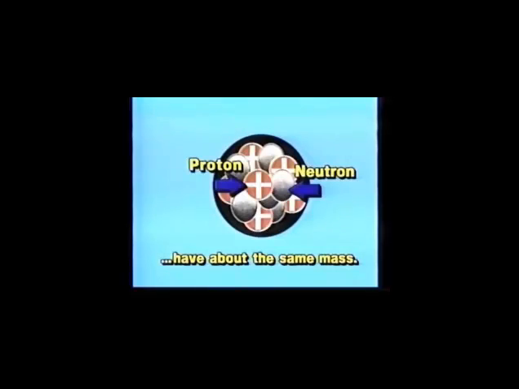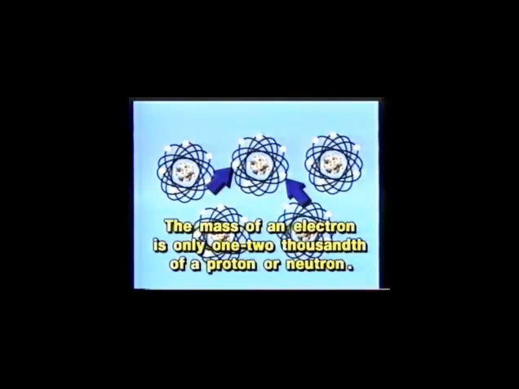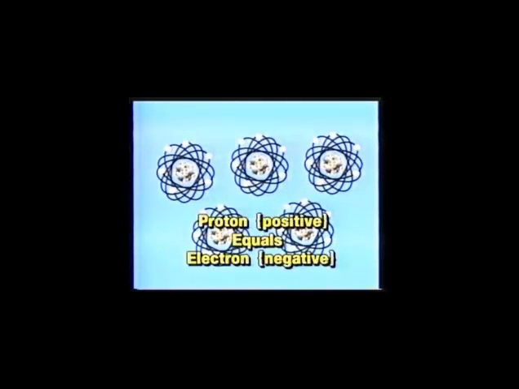A proton and neutron have about the same mass, both very small. But an electron is still far smaller. Scientists tell us that the mass of an electron is only 1/2000th of a proton or neutron. But chemists say that despite this difference in mass, the positive electrical charge of a proton is equal to the negative charge of an electron.